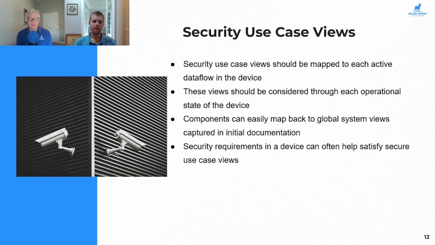For each of these views, for each of these data flows, we want to map them back to the operational states. So for every operational state that we can reasonably foresee in the device, how are these data flows working and how is security addressed? This gives us very easy traceability back to our global system views, where we can say there's a risk mapped to this specific component. We can tie it back into that global system view, and the FDA can see the narrative that we're painting on how security has been addressed throughout that global system view through all of these more detailed views that we're going down from.